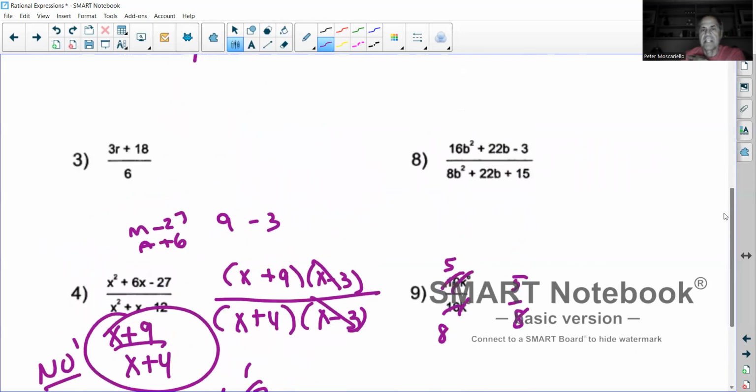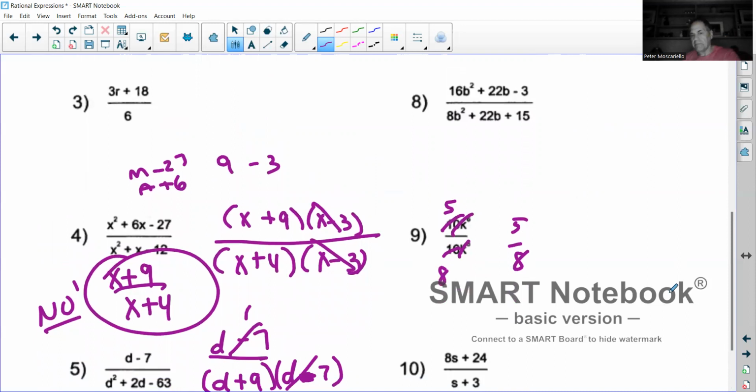Okay, let's take a look at number 8, the trickiest of them. But first, I have to check, my phone just rang. I'm not going to take that chance of losing this.